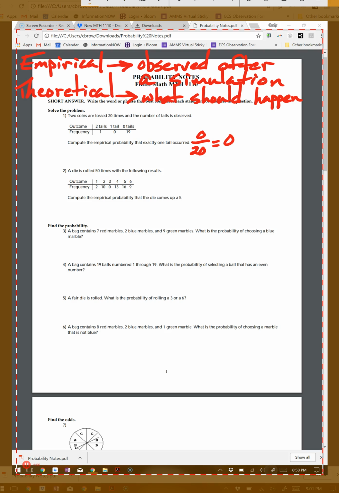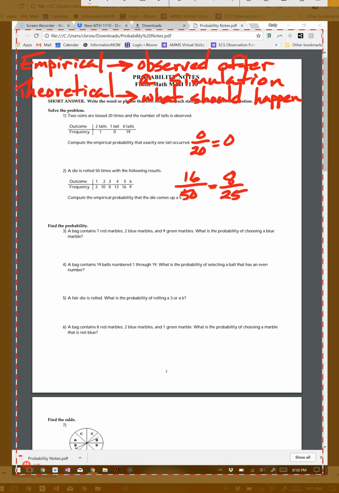Number two, a die is rolled 50 times with the following results. Again, you see the frequency table. It says compute the empirical probability that the die comes up a 5. So 16 out of the 50 times, we had this particular occurrence, 5 being the success here, or the focus. We'll reduce this, obviously, so this is 8 over 25. That is the empirical probability, and that's just simply listing these things out and reducing fractions.